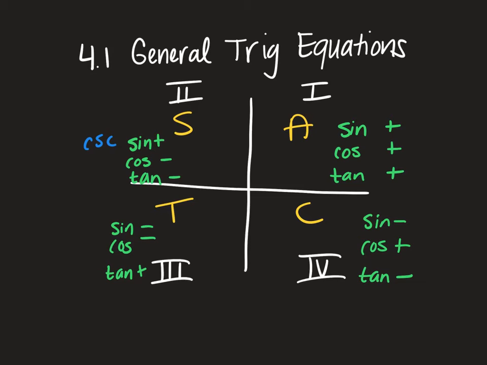Say that one more time? In quadrant 2, since sine is positive, cosecant would also be positive because that's the reciprocal function for sine. How do we know the sign? What about for tangent? For this one it would be cotangent, and for this one it would be secant.